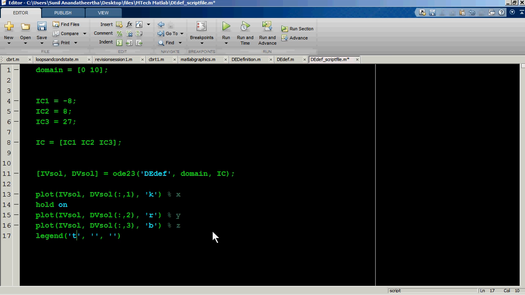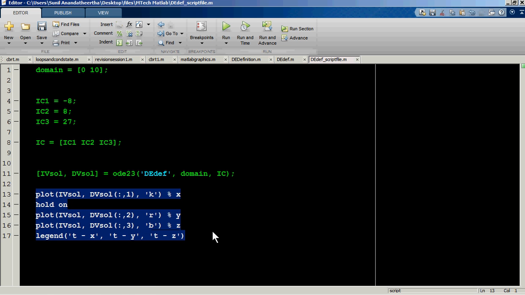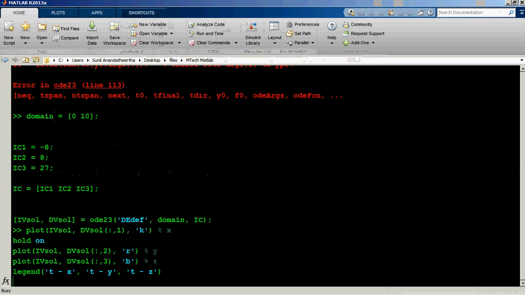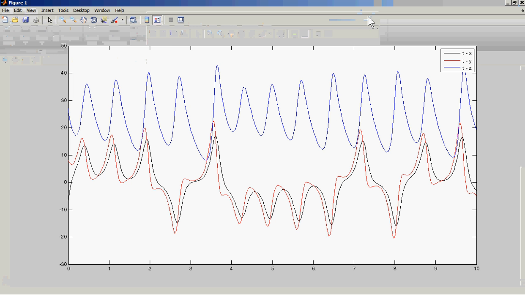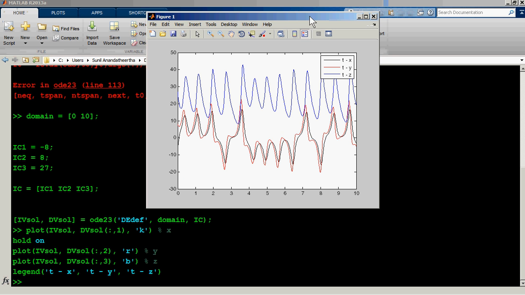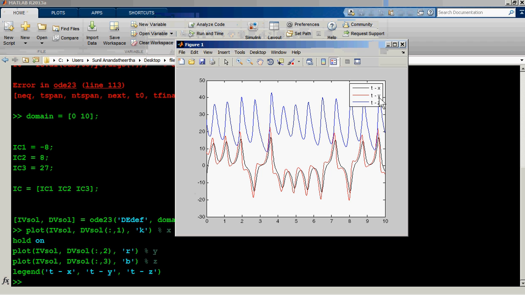The first legend entry is basically t along the x-axis and x along the y-axis, then t along the x-axis and y along the y-axis, and t along the x-axis and z along the y-axis. I'm going to plot this. Let's see what is going to happen. We have a solution, and we seem to have variations like this. These are the variations of our results, and we have in fact obtained the solution for the differential equation, and I'm happy about it.